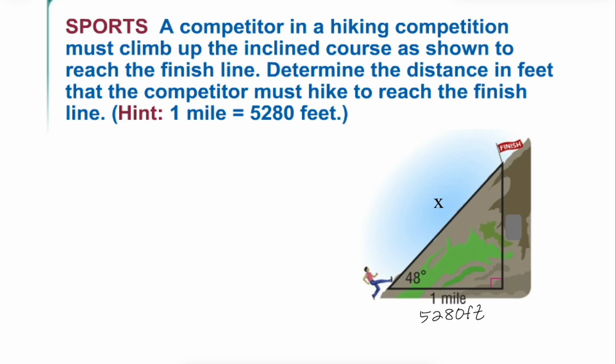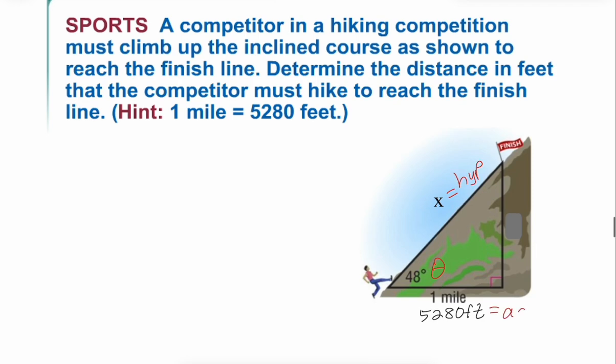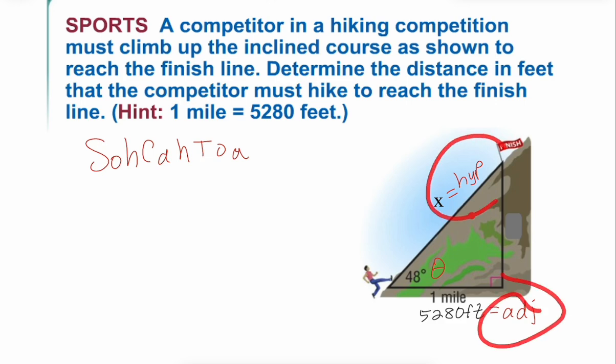So let's label everything we know. This would be our theta. This is our hypotenuse. This is our adjacent. So when we are looking at which of the formulas, sine, cosine, or tangent, remember sine was opposite over hypotenuse, cosine is adjacent over hypotenuse, tangent is opposite over adjacent, so CAH-TOA. The one that contains adjacent and hypotenuse would be the cosine.